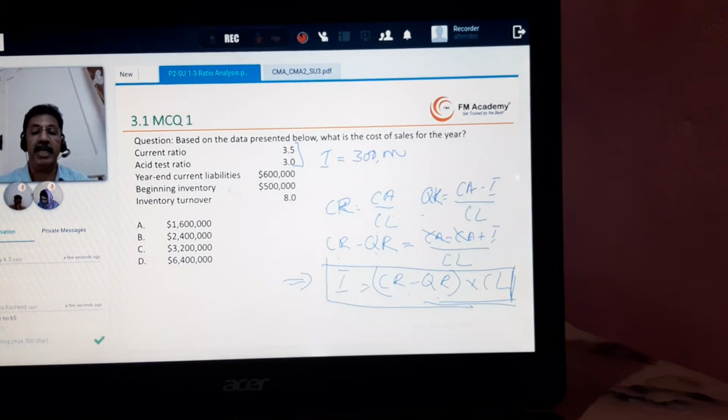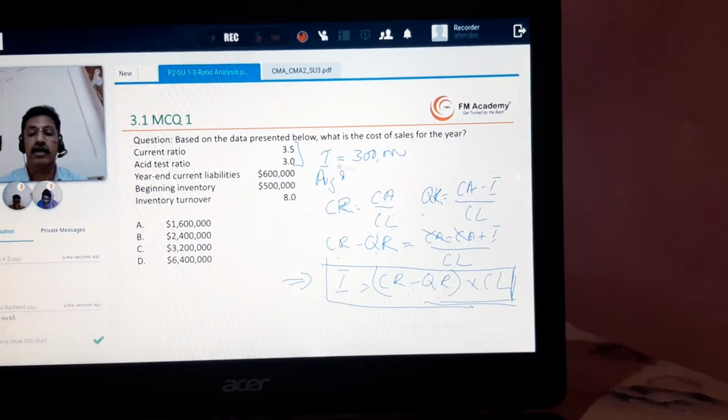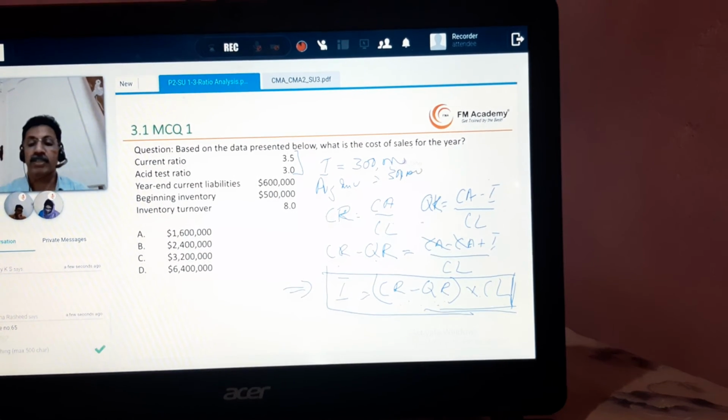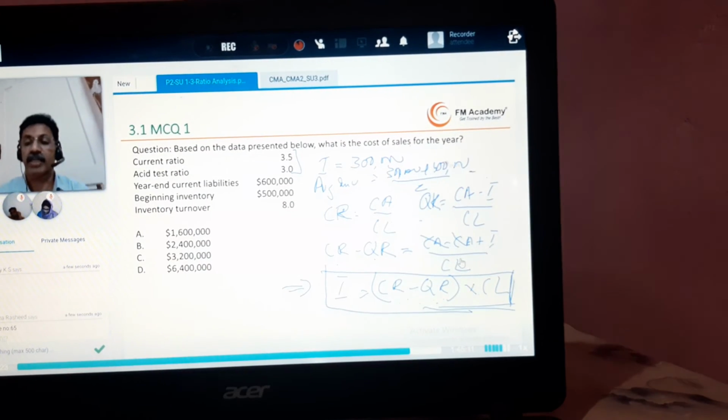Now the beginning inventory is given as 500,000. What is the average inventory? Average inventory is 300,000 plus 500,000 divided by 2. That is 400,000.